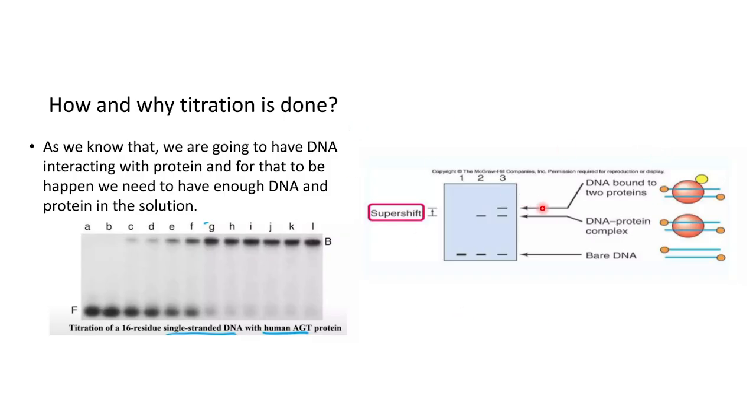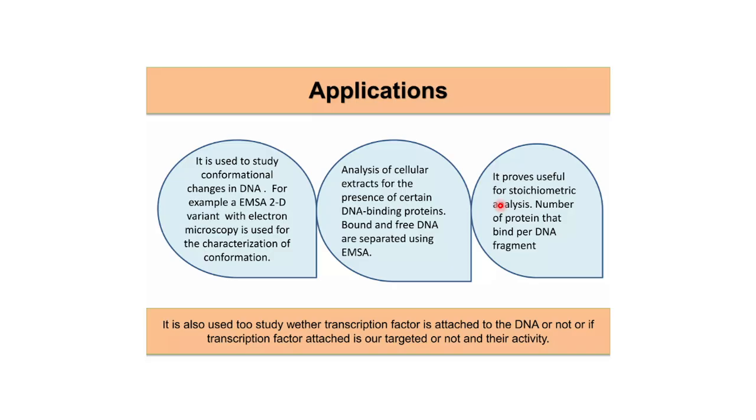So how does the gel look? It looks somewhat like this, but there can also be super shifts. You have the free DNA over here. There can be one band, and upon increasing the protein concentration or adding more and more protein, there can be two proteins that bind to one DNA. So there is another shift, we call it the super shift.